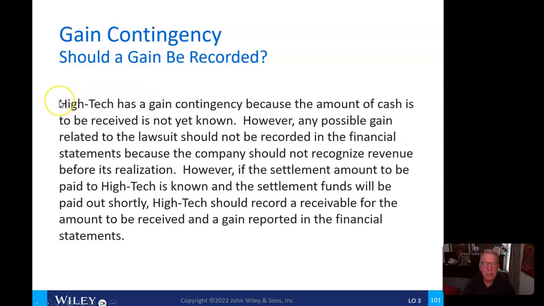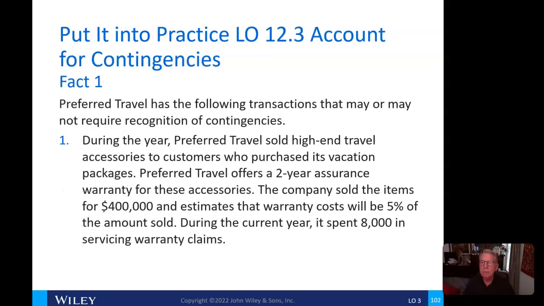I-Chapt has a gain contingency because the amount of cash to be received is not yet known. However, any possible gain related to the lawsuit should not be recorded in the financial statements because the company should not recognize revenue before its realization. However, if the settlement amount to be paid to I-Chapt is known, and the settlement funds will be paid out shortly, I-Chapt then should record a receivable for the amount to be received and a gain reported in the financial statements. Pretty straightforward there, I think.